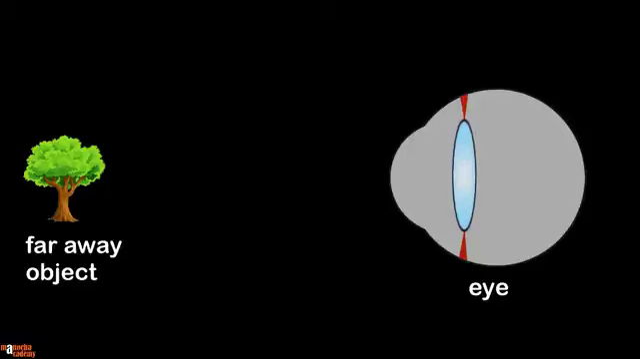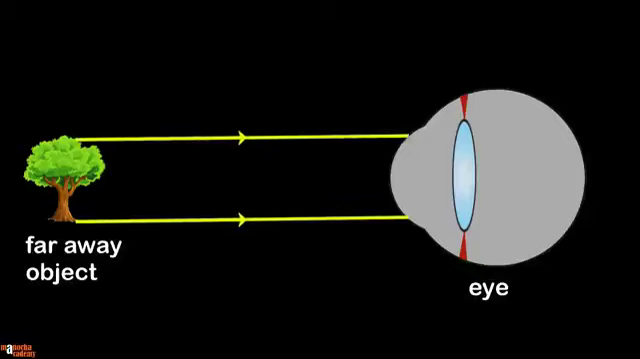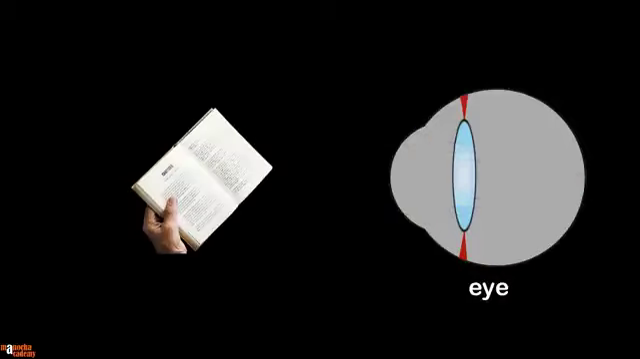Let's start with the case where the eye is looking at an object, let's say a tree, that is really far away. We say that the tree is at infinity. As you can see, the light rays will be parallel. The eye lens along with the cornea focus the image on the retina, and we can see a clear image of the tree.